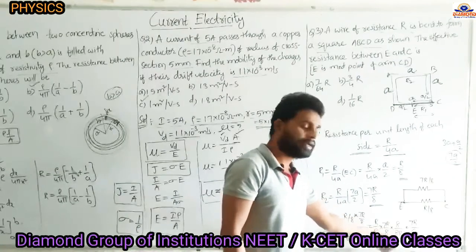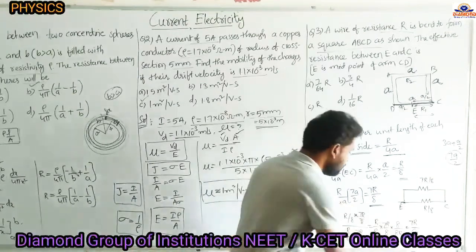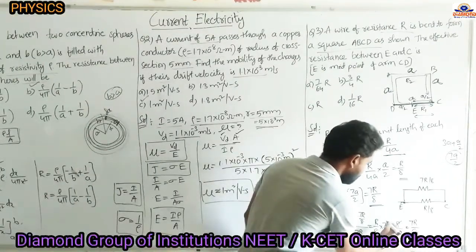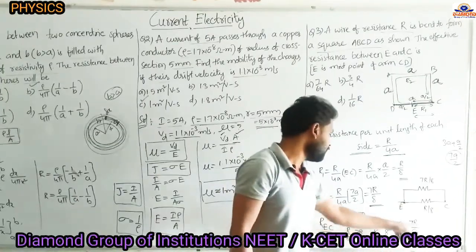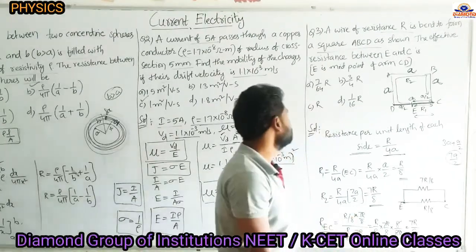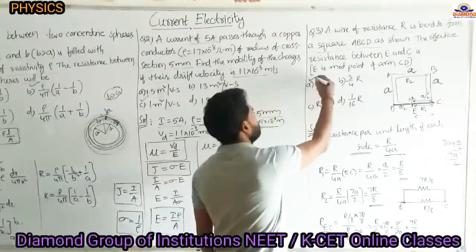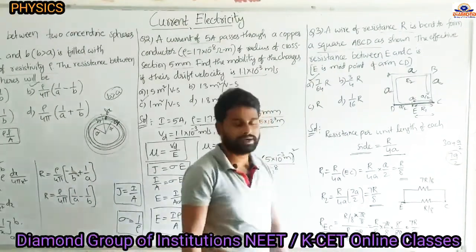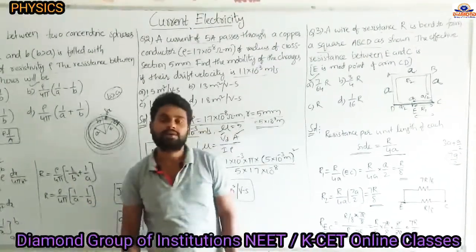So reverse it, we get 8 by 8R. The 8 will be cancelled out, R will be cancelled out. So 7 into R by 8 into 8, which is 64. So 7R by 64 is the right option. A is the right answer. In this way we have to solve the questions.